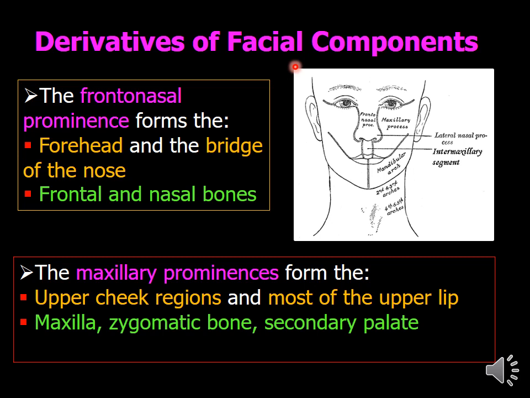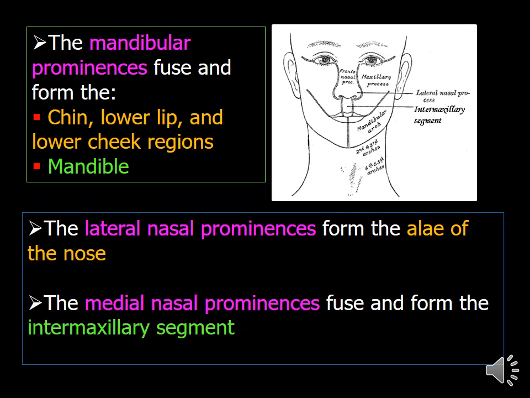Now, derivatives of the facial component. The frontonasal prominence forms the forehead and the bridge of the nose, frontal and nasal bones. The maxillary prominences form the upper cheek regions, most of the upper lip, maxilla, zygomatic bone, and secondary palate. The mandibular prominences fuse and form the chin, lower lip, cheek region, and also the mandible.